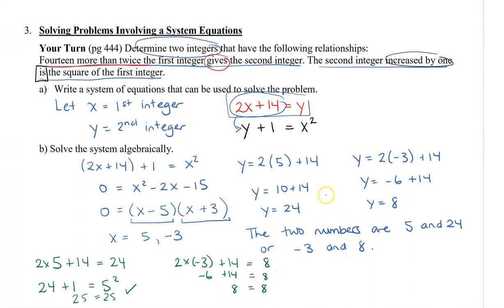So we also need to check it in the second sentence. The second integer, which is 8, if I increase it by 1, equals the square of the first integer. Now remember, we're squaring the entire number negative 3. So I'm going to put it in brackets so that I actually get negative 3 times negative 3, which is 9, which equals my left side. And so this is my check.